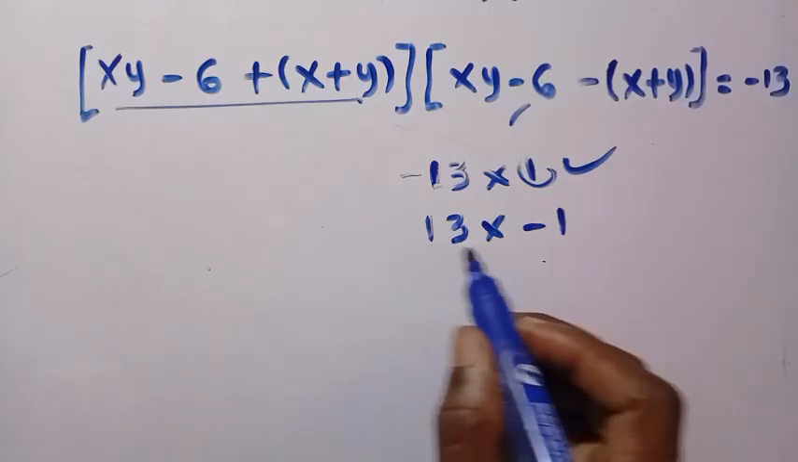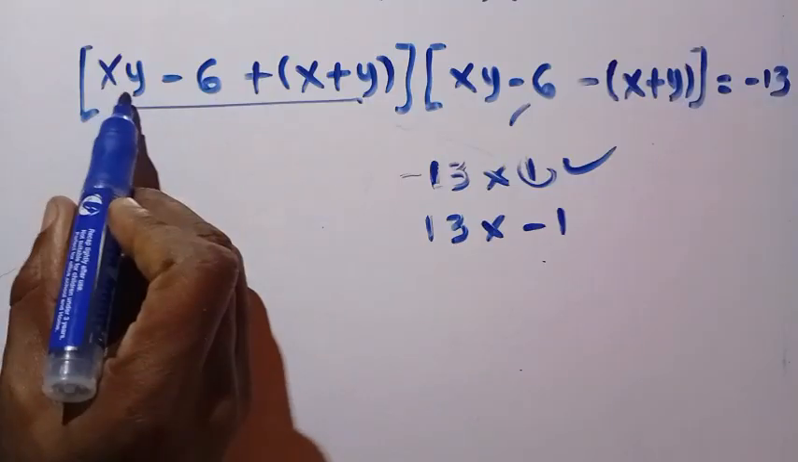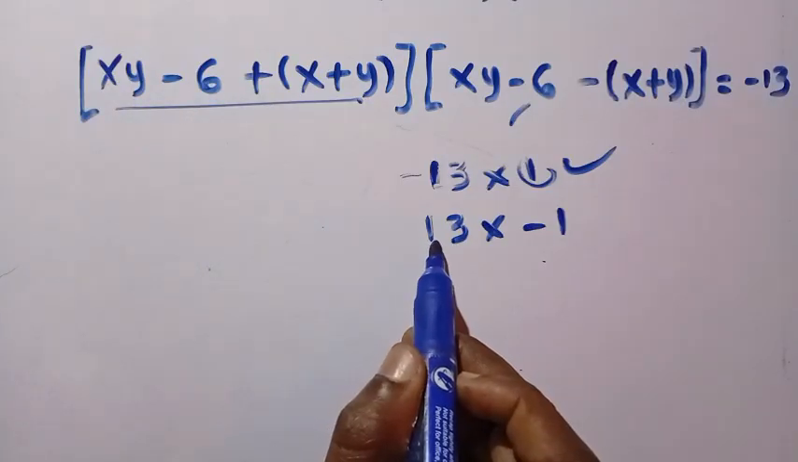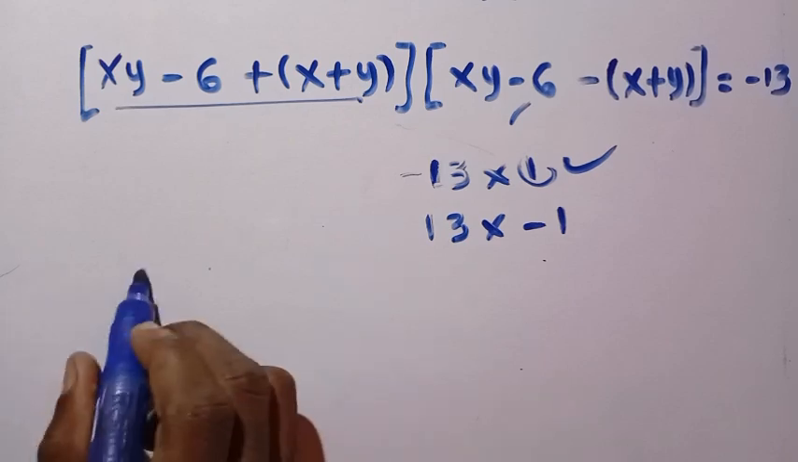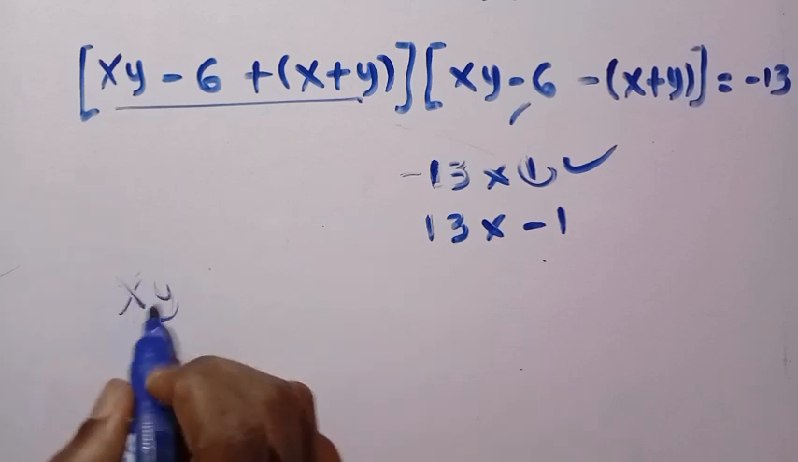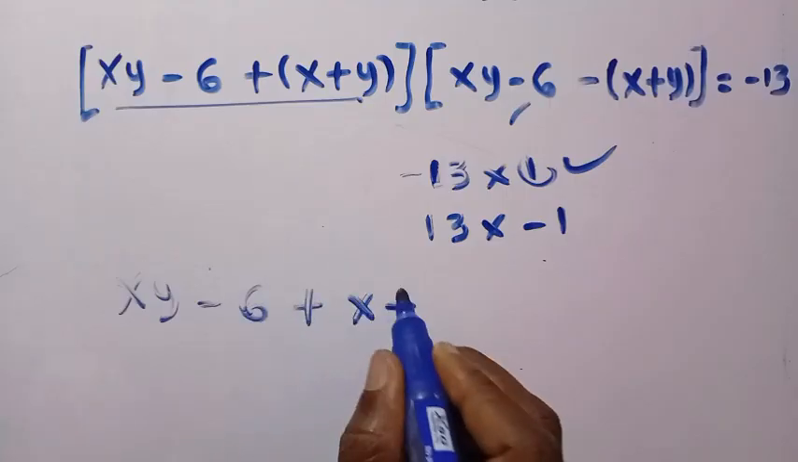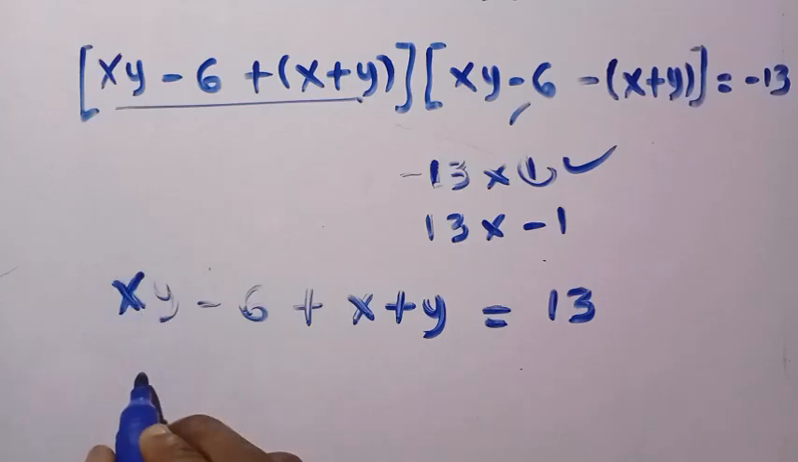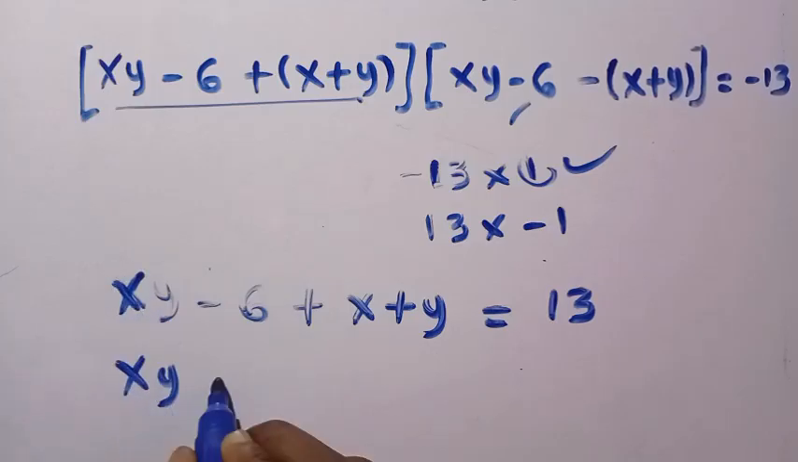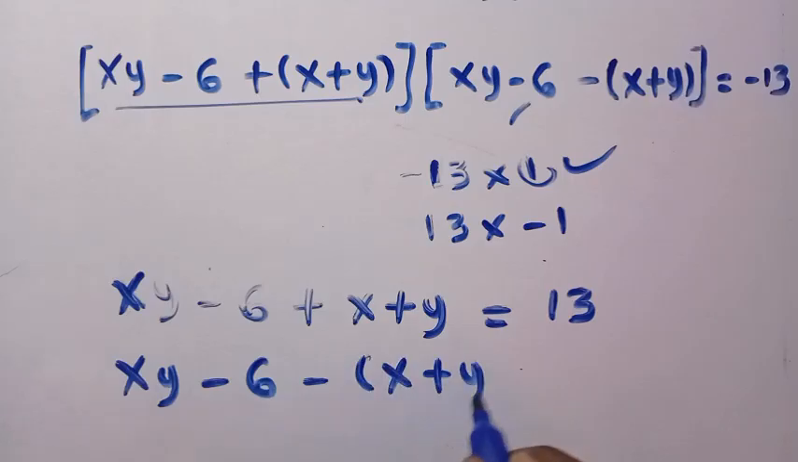Let's consider the second case. So since we are going for the positive, the one that is greater, it means we let this equal 13 and we let this equal minus 1. Therefore, we have xy minus 6 plus (x plus y) equals 13. And also, we have xy minus 6 minus (x plus y) equals minus 1.